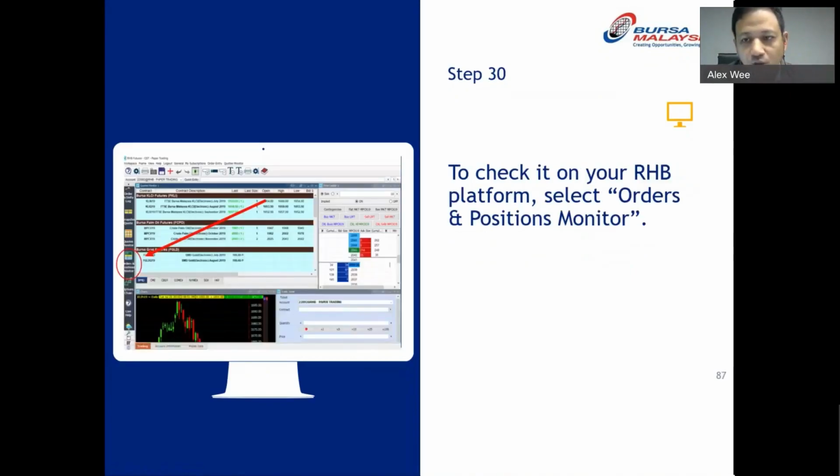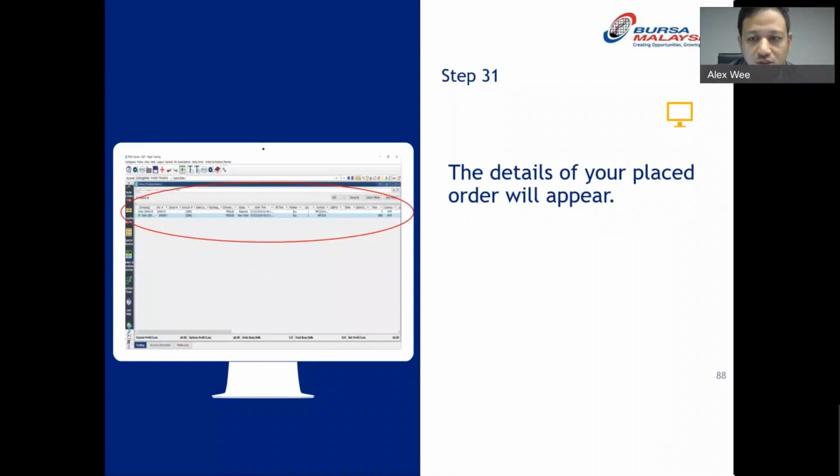To check whether the trade was successful, you can always go back to our RHP platform and check that the trades are in the orders and positions monitor. You can see, oh, this trade has been fired through by the system. Using my intermarket model, fire through in MT4, directly bridge over to RHP through QST, fire in QST and execute in RHP. My RHP account is fully done. So the details of your placed order will appear here. That's how it's done.